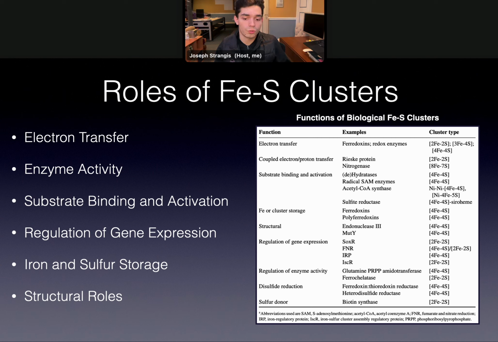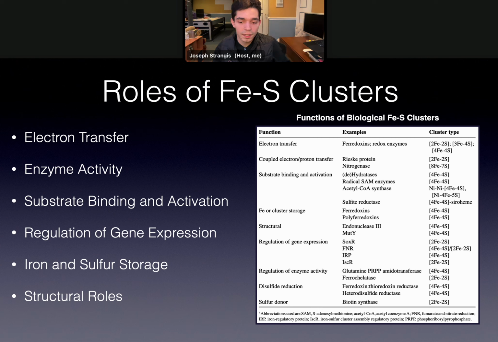Iron-sulfur clusters play crucial roles in different biological systems. They're very versatile because of their electronic properties. They help out in things like photosynthesis, respiration, DNA replication and repair, and gene regulation. And they help in terms of electron transfer, where these clusters are components in electron transport chains, and they participate as redox active centers for proteins.